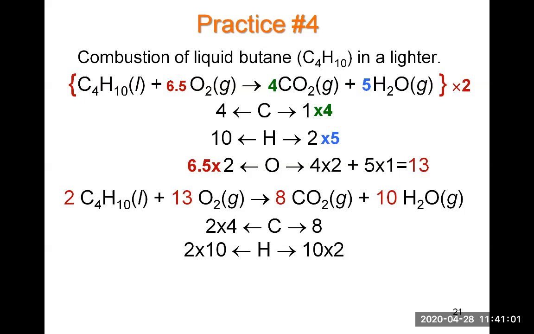Oxygen, we have 13 times 2, 26 on the left. And on the right, we have 8 times 2 from carbon dioxide, plus 10 times 1 from water. 8 times 2 is 16, plus 10 is 26. So we have the same number of oxygen on both sides. So this is the final answer for this equation. It is now balanced.